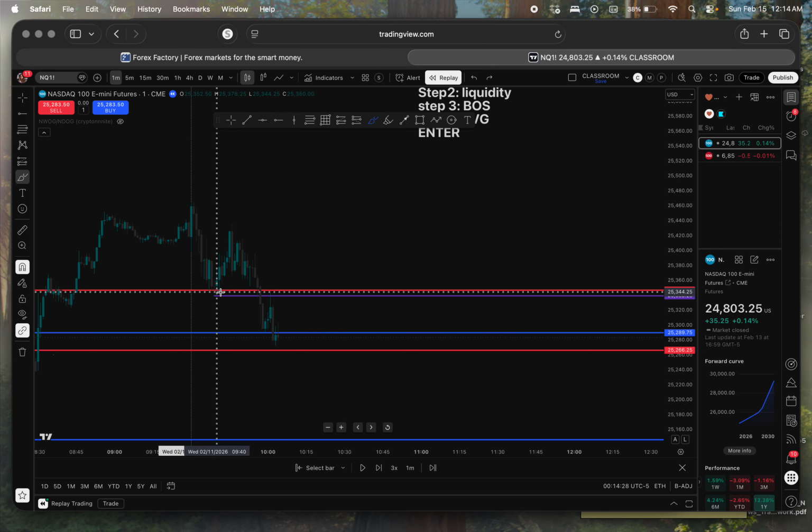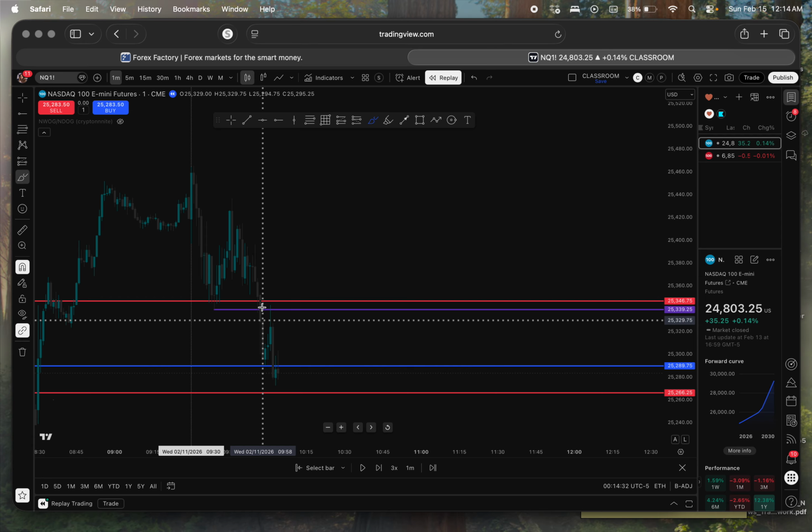So I'm looking for a low to show me that price wants to go under. And how do I know price wants to go under? There's a candle that closes underneath this low. So that's break of structure.